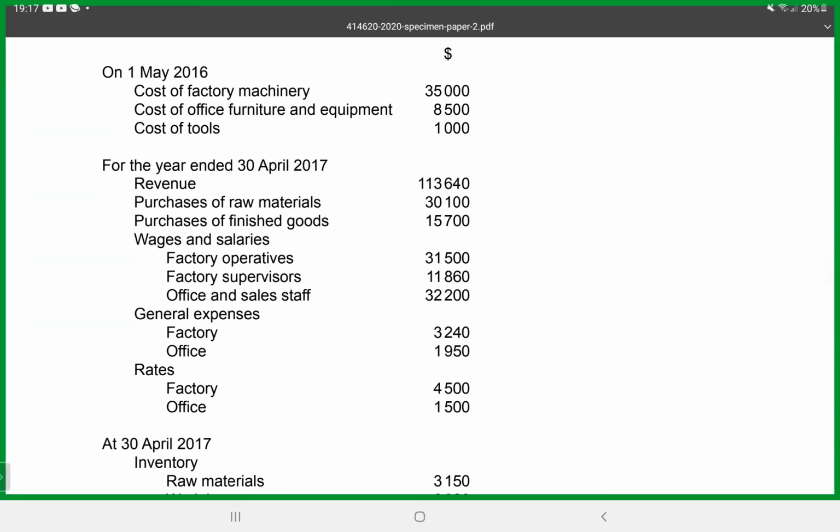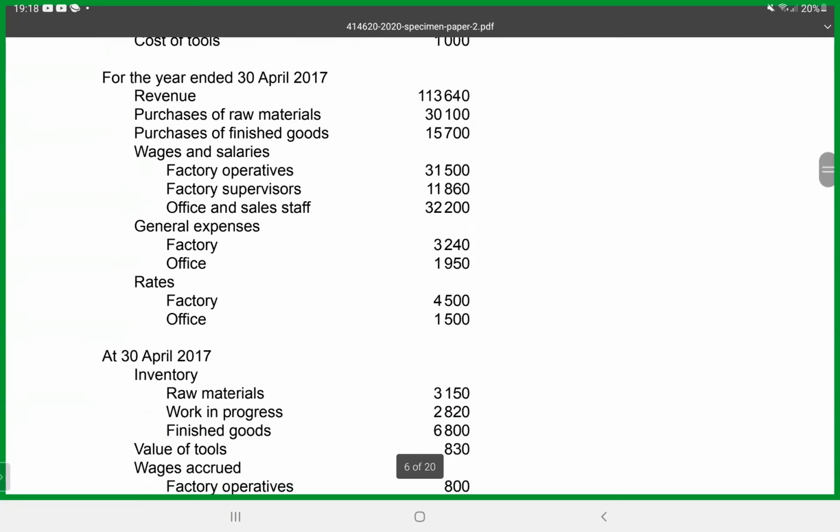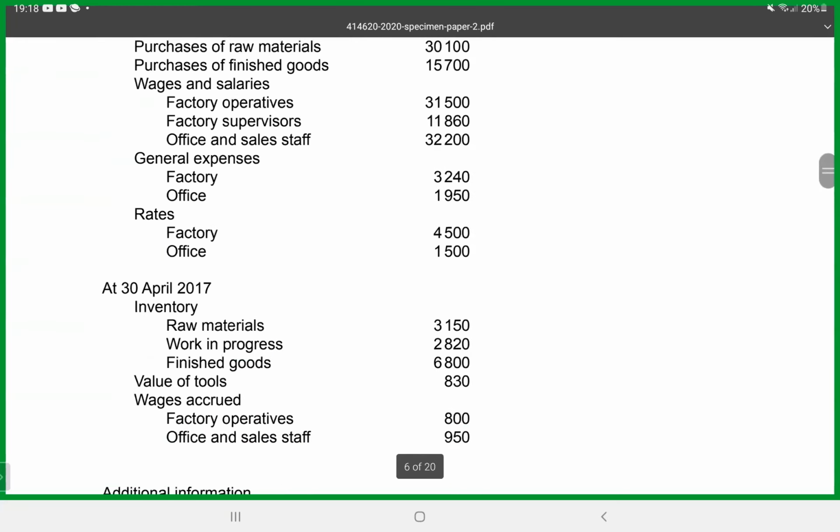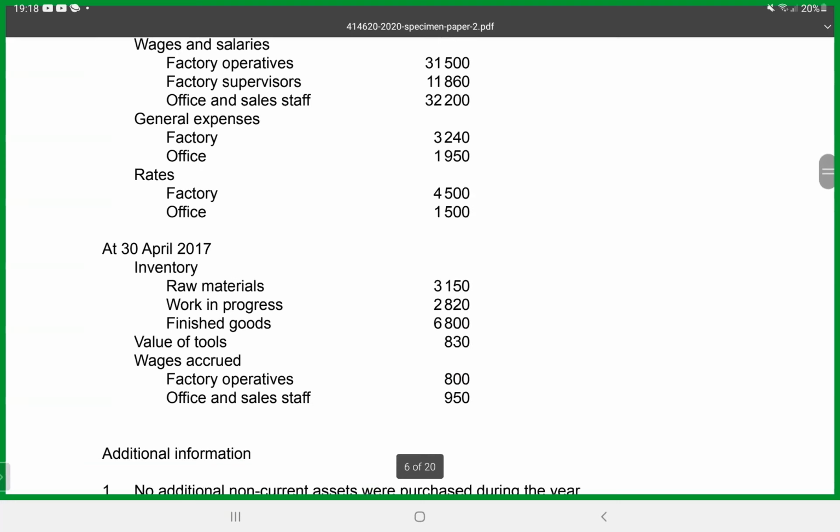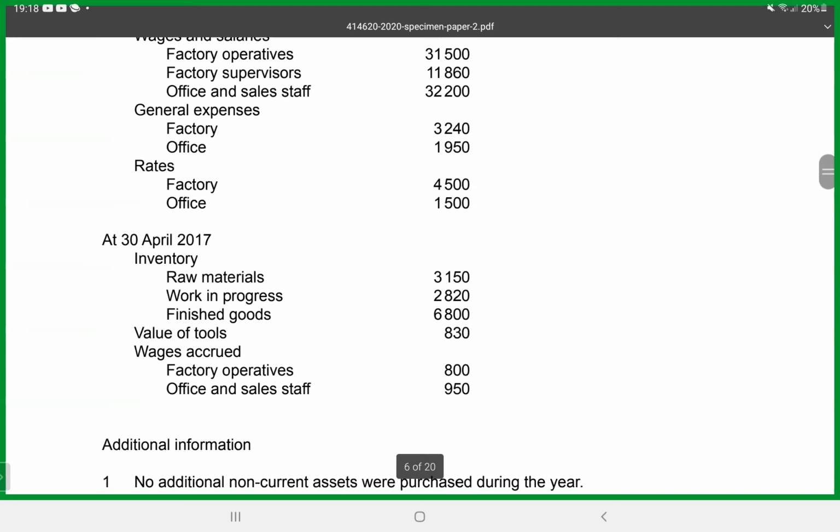And for the year ended 3rd April 2017, we are given revenue, the purchases of raw materials, the purchases of the finished goods, the wages of the factory operatives, the factory supervisors, office and the sales staff. The general expenses are divided into factory and office, and the rates are also divided into factory and office.